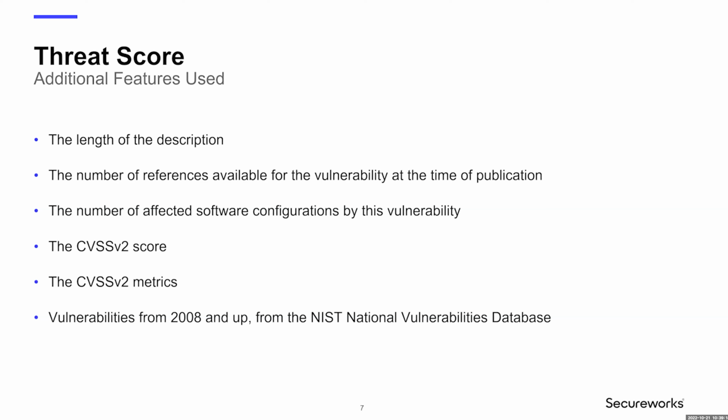So we use the topics as input features to the model, essentially 30 features, and we also combine them with general features of the vulnerability, essentially the information we get when a vulnerability is just published. This is based on prior work. Essentially, we use the length of the description, the number of affected software, the number of references, and the CVSS2 score and metrics.